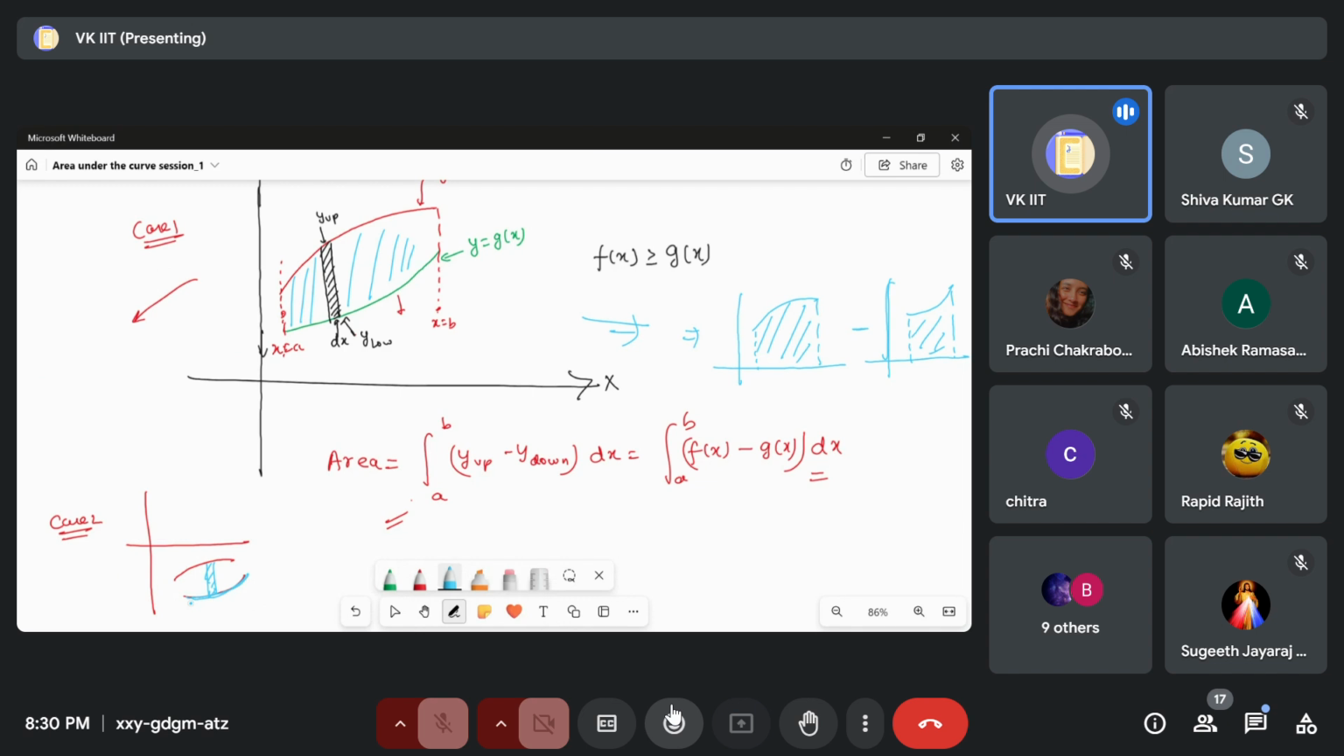Okay, same thing you have to do. This is your, let's say, f(x) function. This is your g(x) function, and you know that negative sign will come. And the same thing will happen when they are breaking the limits. Okay, when they are breaking the limits.